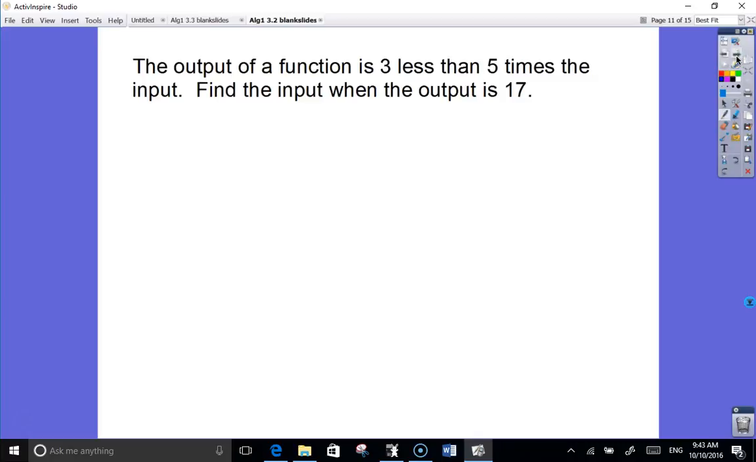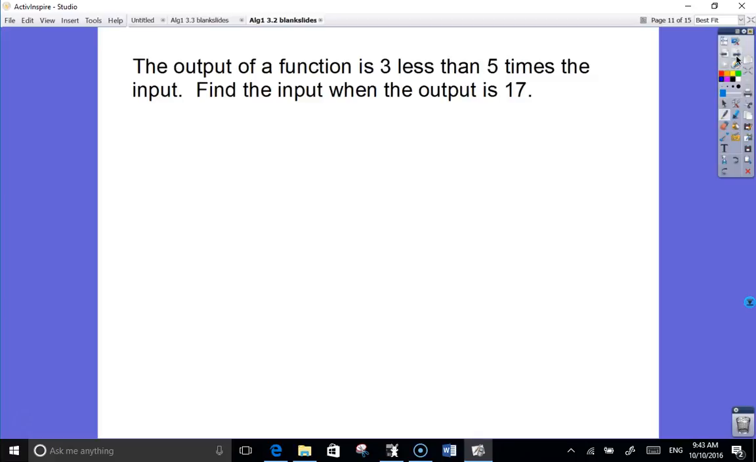Okay, next. Quiet, please. So this one combines a little bit of words and algebra. The output of a function is 3 less than 5 times the input. Find the input when the output is 17. What variables do we usually use for input and output? So which is the input? x is always the input, right?